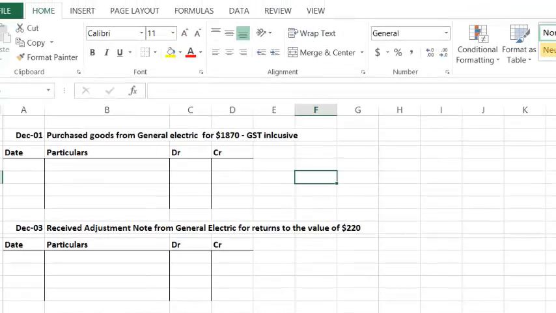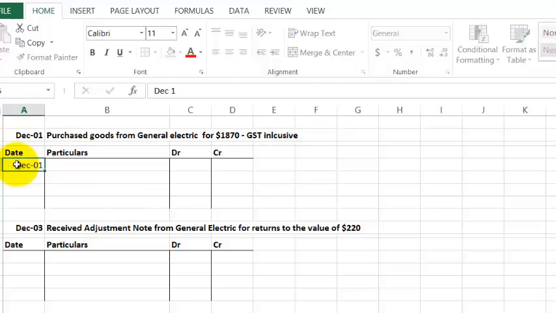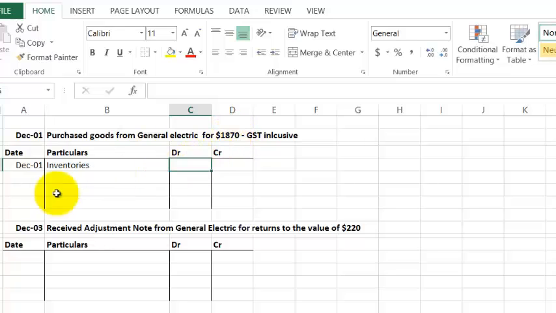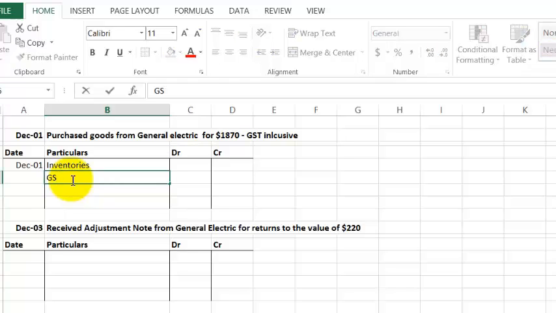Alright, let's start. The first entry, December the 1st, purchased goods from General Electric for $1,870 GST inclusive. Okay, so the date, December the 1st, the particulars, we bought some inventories to put on our shelves. We have this complicating factor that we've got to calculate 1/11th of that for the GST component. So I'm just going to put that there, GST credits received.